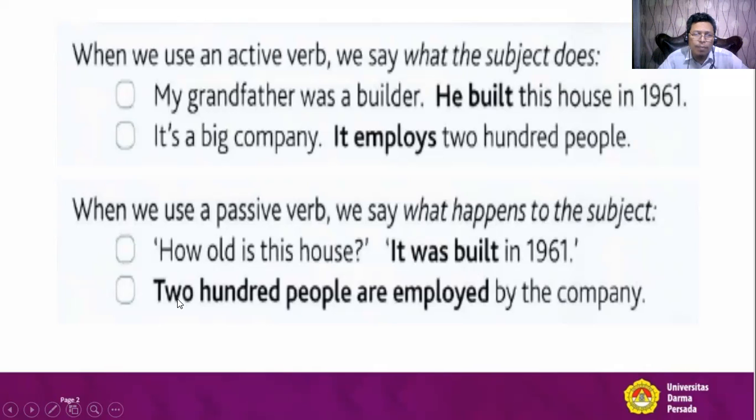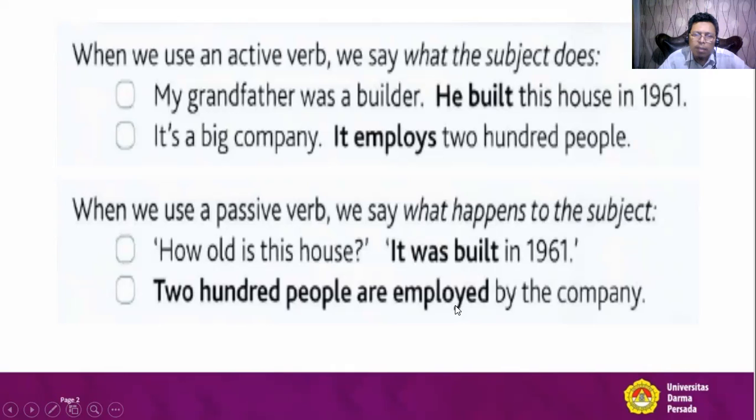Okay, we go on. 200 people are employed by the company. Everybody now see are and then employed. The combination of are and employed is what we call passive verb. So we don't say employed, but are employed.